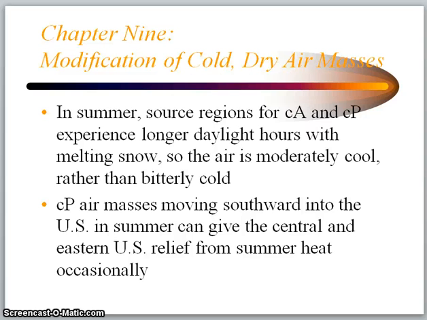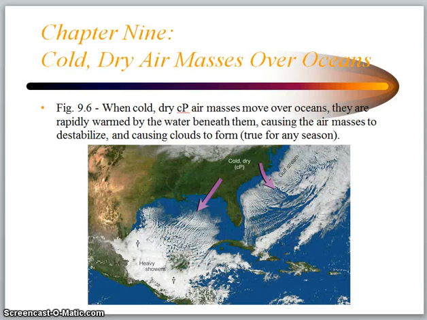In the summertime, the source regions for continental Arctic and continental polar air do experience longer daylight hours, even though the sun angle is low, and the snow melts. So what happens is that the air mass is modified. It's not as cold as it is in winter. So we don't see those CA and CP air masses plunging southward in the summertime in the U.S. very often. But when they do, they can certainly give the central and eastern United States east of the Rockies relief from any summer heat waves that might develop.